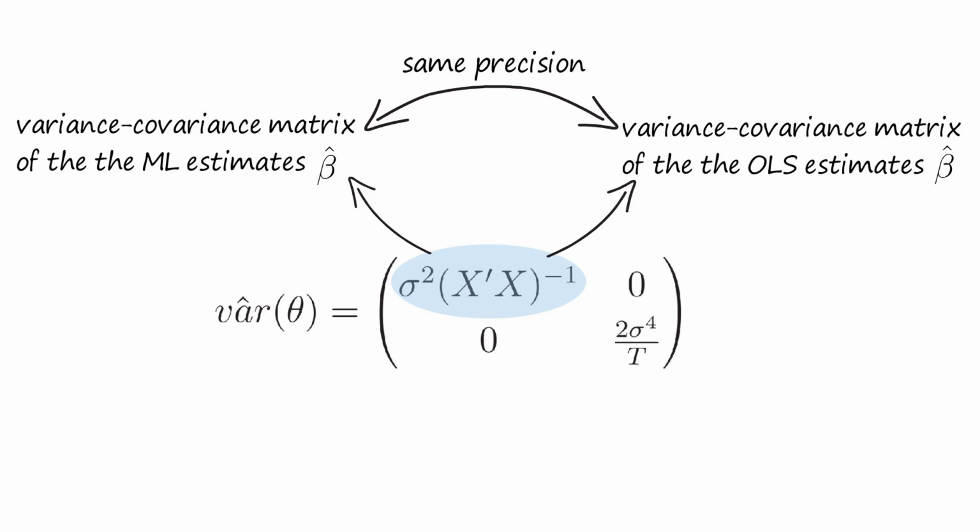On the other hand, the method of OLS left the variance covariance matrix of the white noise variance term unspecified. We had that in a previous video. But if you use maximum likelihood, you get an estimate for the variance of the estimate for sigma square. So you see that maximum likelihood provides you with more information than the OLS counterpart.